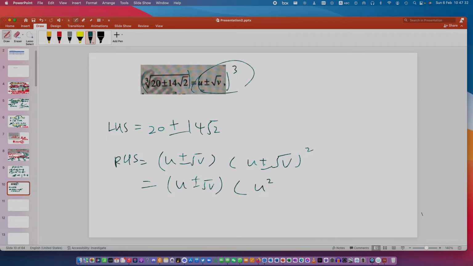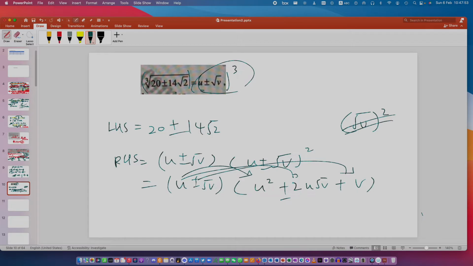U square. If I take the plus, I will get 2u square root v, right? Then if I take the minus, I will get minus. Then ultimately it will end up with plus v, so equals to v. Then you continue. Then after that you will end up with a term with square root v and a term without square root v. Then the term without square root v is something like that.